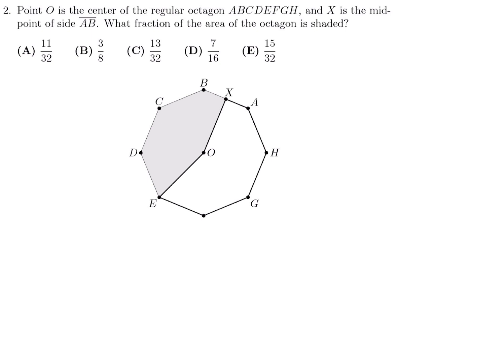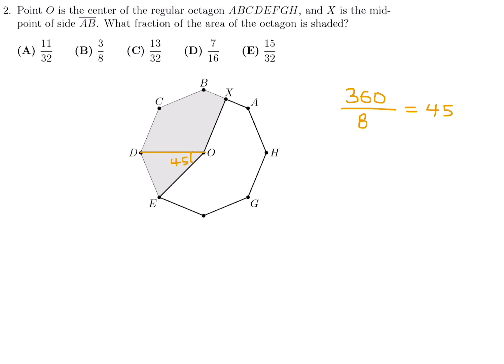Point O is the center of a regular octagon, and X is the midpoint of side AB. What fraction of the area of the octagon is shaded? Well, if you have just one segment like that, since we have 8 sides, each angle is 1/8 of the total. Well, the total is 360 degrees, right? All the way around. So you divide by 8, and when you do, you get 45. So each of these angles is 45.